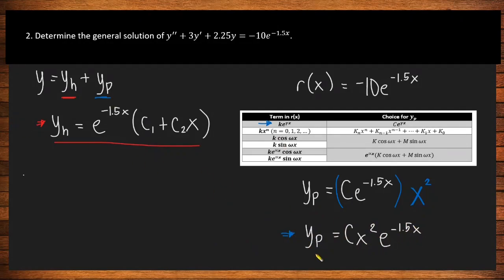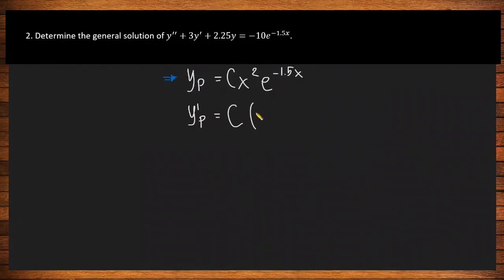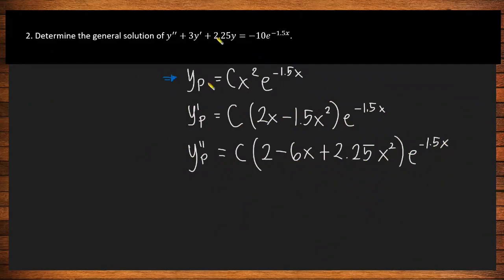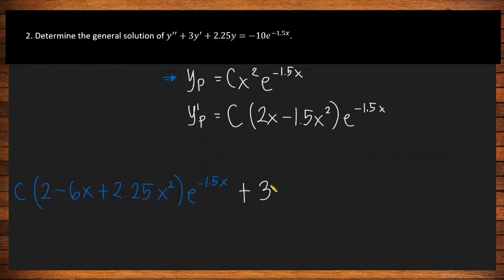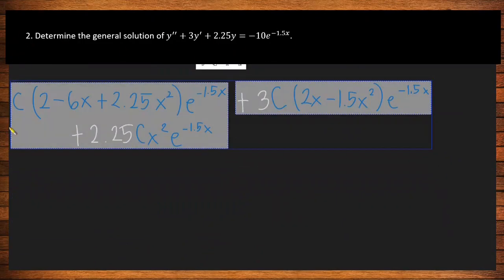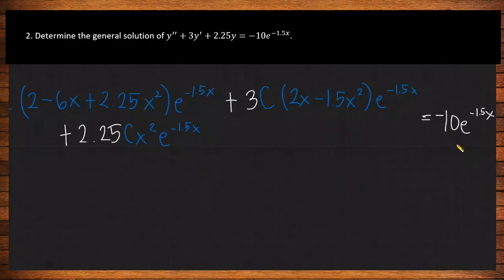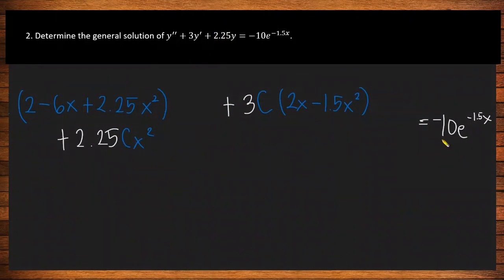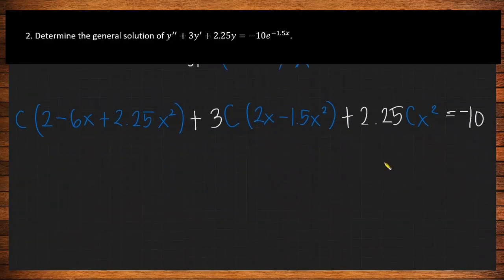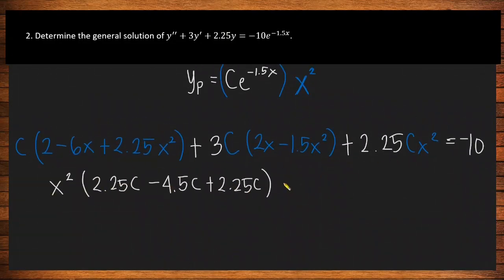So in order to determine the value of our coefficient c in our y sub p, we will simply substitute this equation and its derivatives into our given non-homogeneous ODE. So substituting the values of y double prime, y prime, and y into our ODE here, we can actually eliminate e raised to negative 1.5x on both sides of our equation here. And then after combining like terms, we now have this equation. So again, yung gagawin natin is we will simply compare the coefficients of x squared, x, and then x raised to 0 on both sides of our equation.